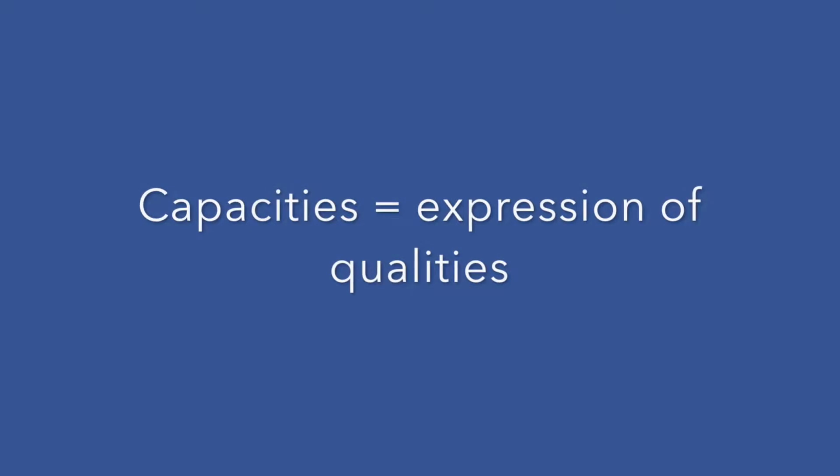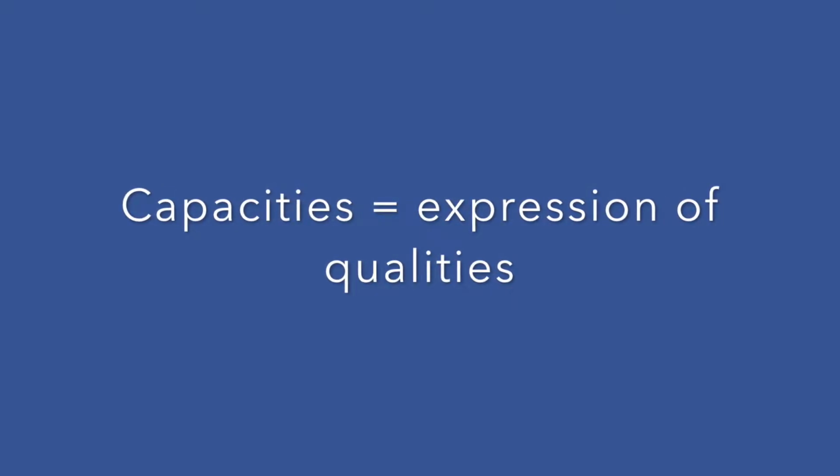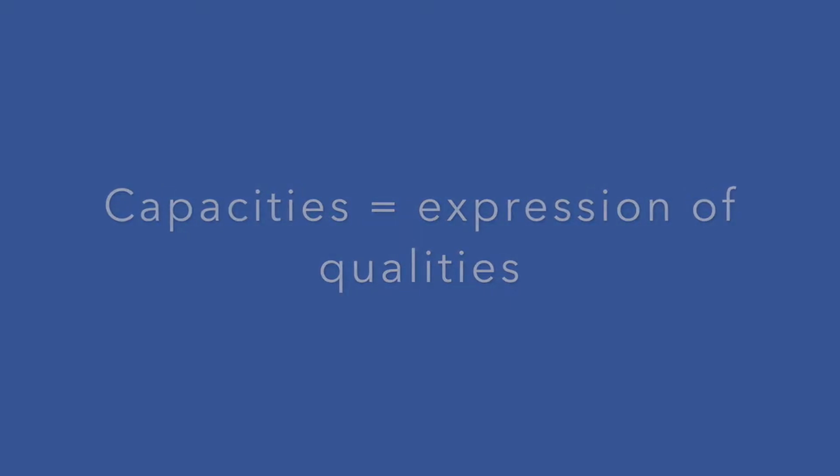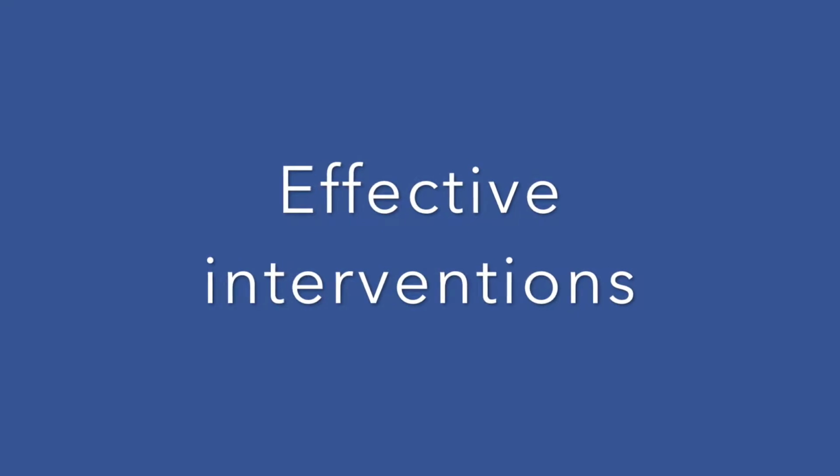A capacity, on the other hand, is our ability to express key qualities that enable us to perform a movement. Examples include muscle force expression, joint mobility, or stability. Here we will consider ways to identify skill or capacity deficiencies and present effective interventions for these deficiencies.